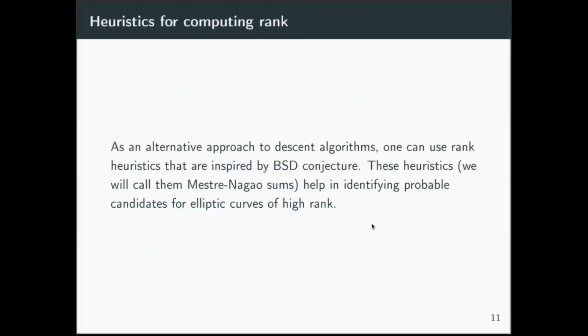Okay, so the idea is to use this conjecture to have some kind of heuristics that will tell us something about the rank of the elliptic curve, and we'll call this kind of heuristics Mestre-Nagao sums. So the main goal here is to use these sums to identify probable candidates for elliptic curves of high rank, and then use a more deterministic algorithm to really find the generators.